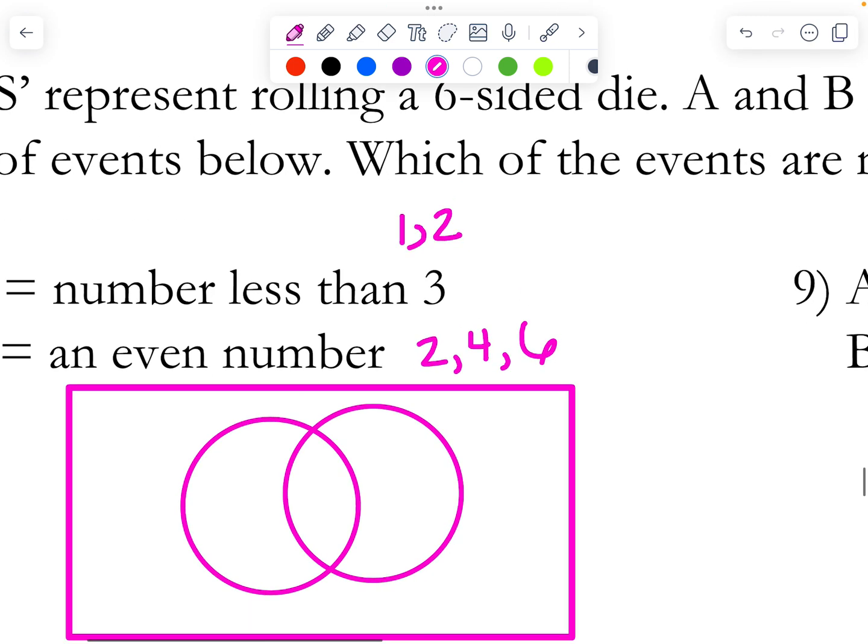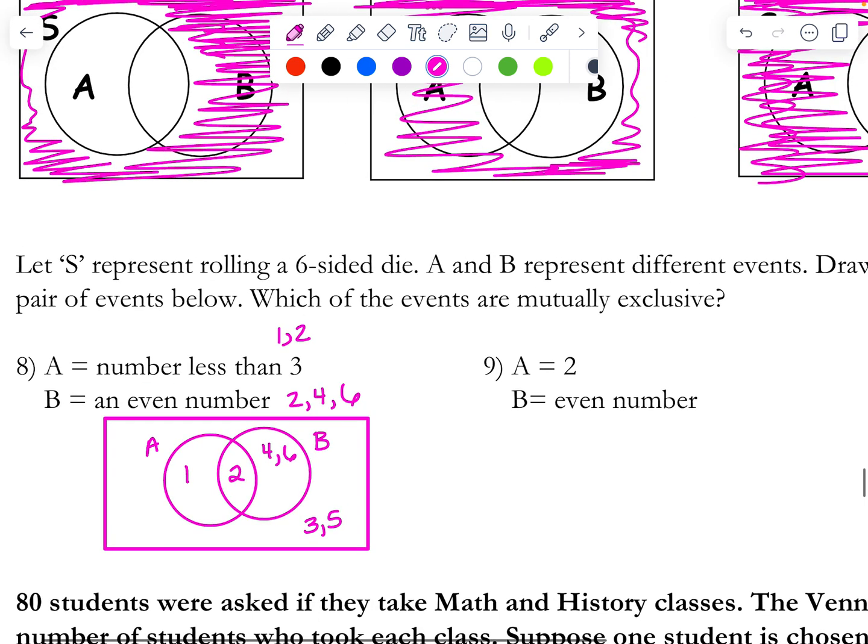They intersect. Let's say this is circle A and this is circle B, and they intersect at 2. This is 1, 4, and 6. Now I have 3 and 5 on the die that aren't in either event, so I can just put those anywhere in my sample space. Circle B has an even number, so this is going to be 2, 4, or 6. Again, they intersect at 2.